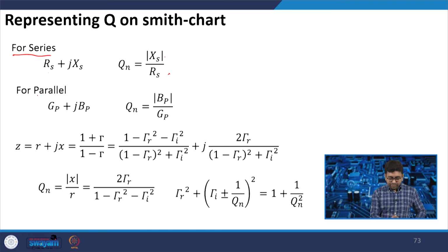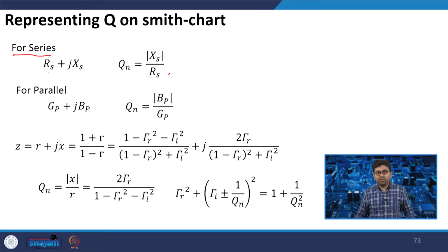Now, for parallel, this is a conductance and susceptance, Gp plus jBp, and we can write the quality factor, which is the susceptance divided by the conductance. Now, we try to find out how we can represent the quality factor Q on the Smith chart.